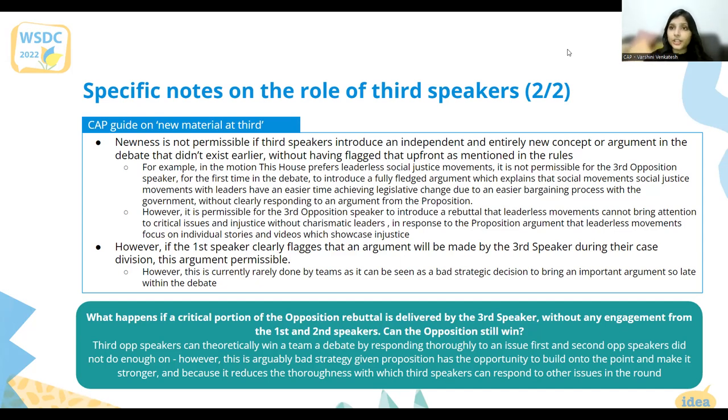In terms of decisions and scoring, an op team that does this might still win a round. But in terms of scoring, there is a world where first and second prop are marked down for their strategy and third op is marked up for their ability to get all that material through in a third speech, in both content and delivery. Okay, was that all good so far?